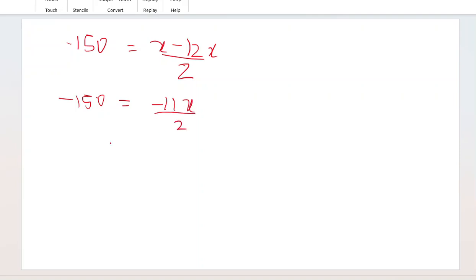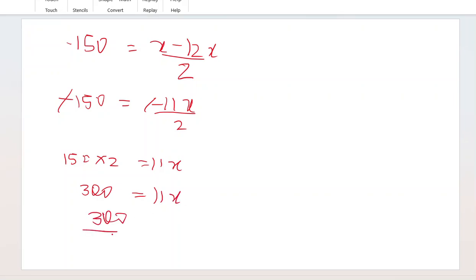This gives me the answer: minus 150 degree is equal to x minus 12x by 2, and therefore I get minus 150 is equal to minus 11x by 2. Minus minus goes, I get 150 into 2 is equal to 11x. I get 300 is equal to 11x. Therefore x will be 300 upon 11. You can find out what this answer is; when you get the fraction, you'll get some answer, and that will be the required answer.